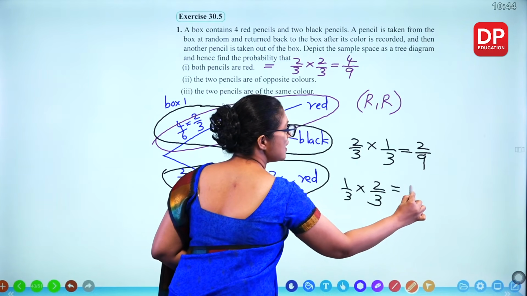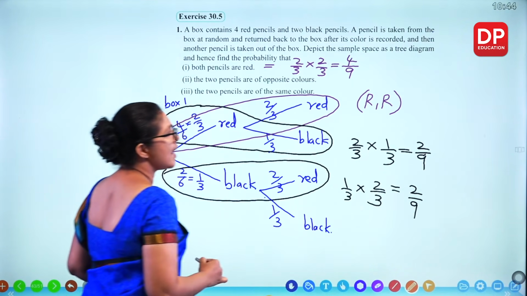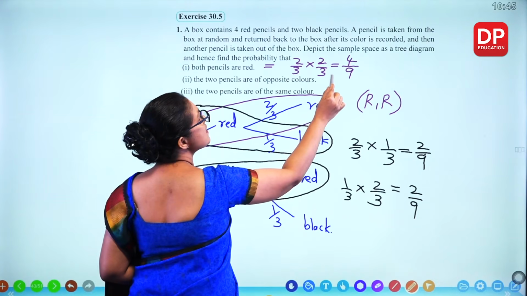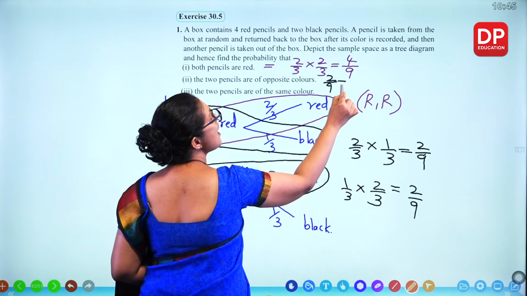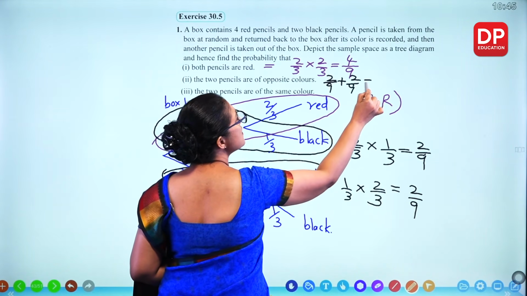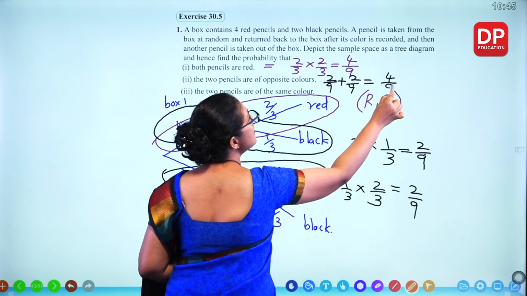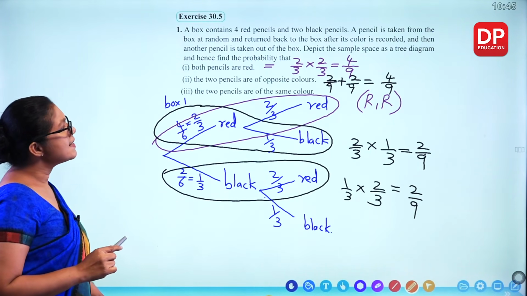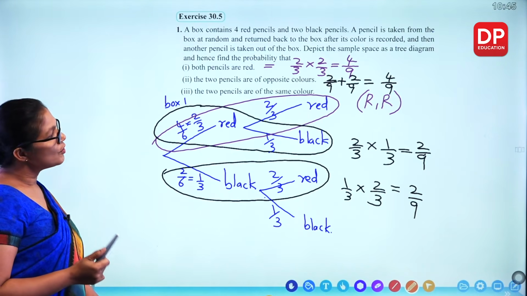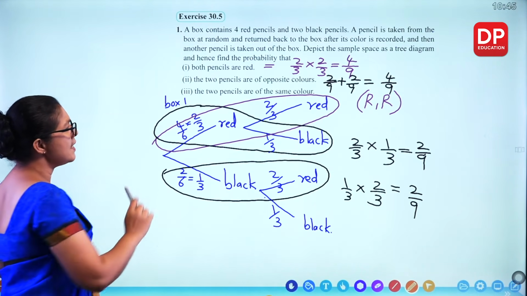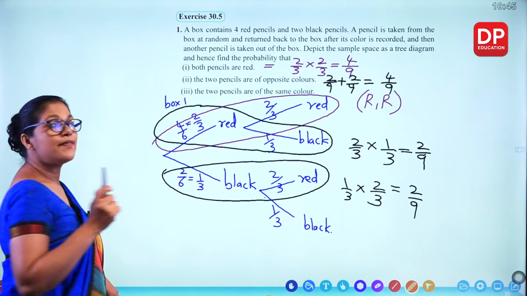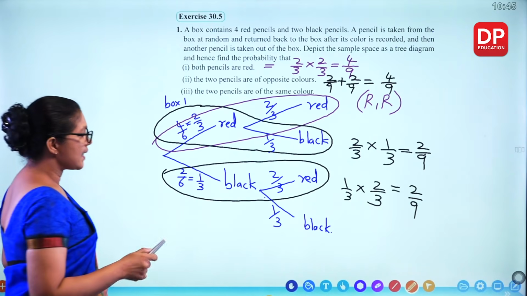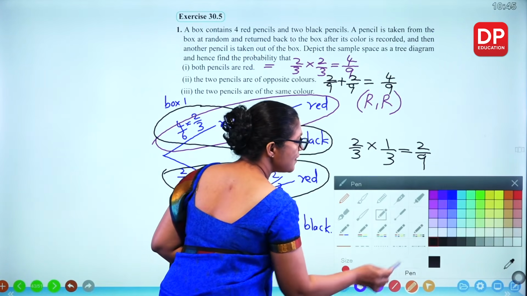2/9. Here 2/9. So we can add these two together. 2/9 plus 2/9 becomes 4/9. Last part. The two pencils are of the same color. So how can we find out the same color? That means either red red or black black. So we'll find out the region.